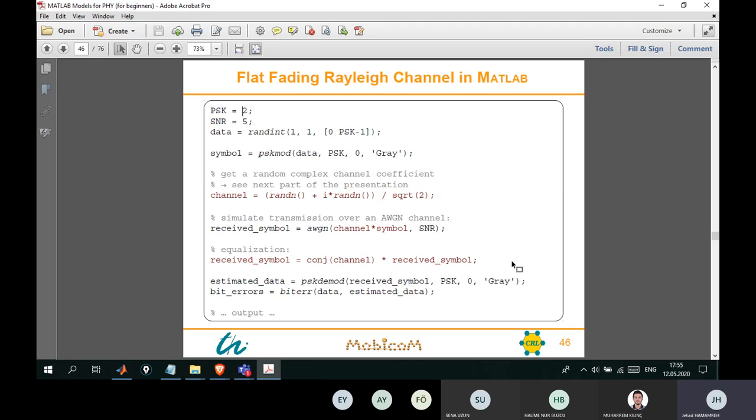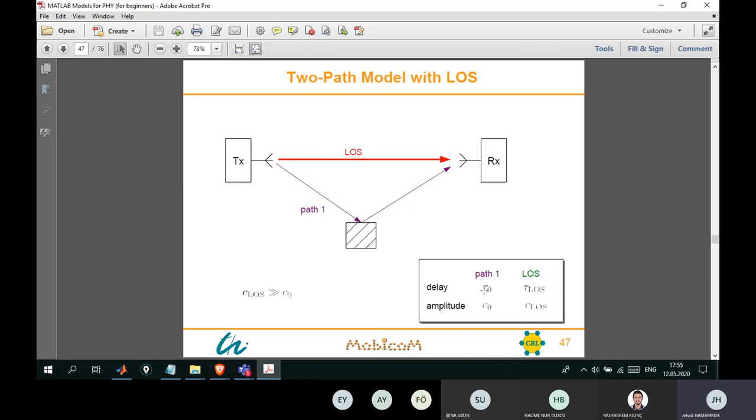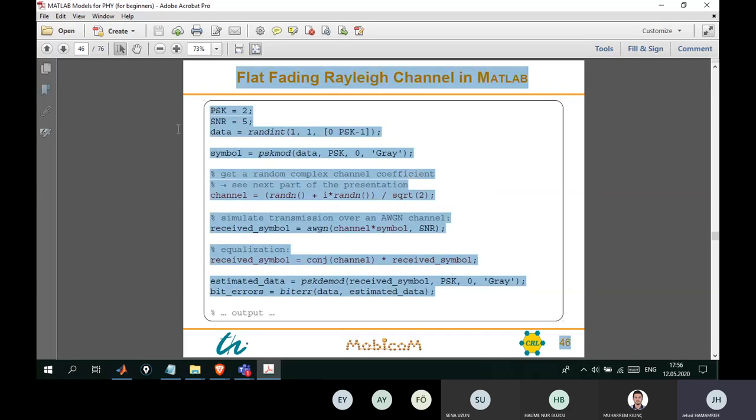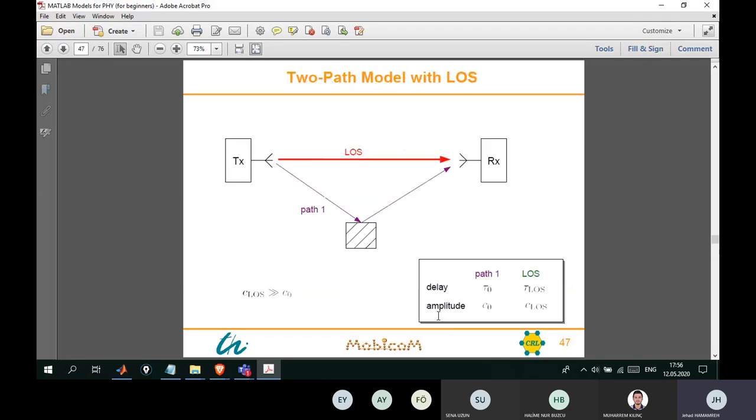Therefore, learning MATLAB, learning how to code, learning how to simulate and model your communication system mathematically, and then going to the MATLAB environment to code it and simulate it, is very important, very critical, and significant in understanding the whole picture of communication and in implementing and understanding your ideas, techniques, and methods. So the two-path model with line of sight, I assume everybody tested this and got the results right, as we did in the last lecture.